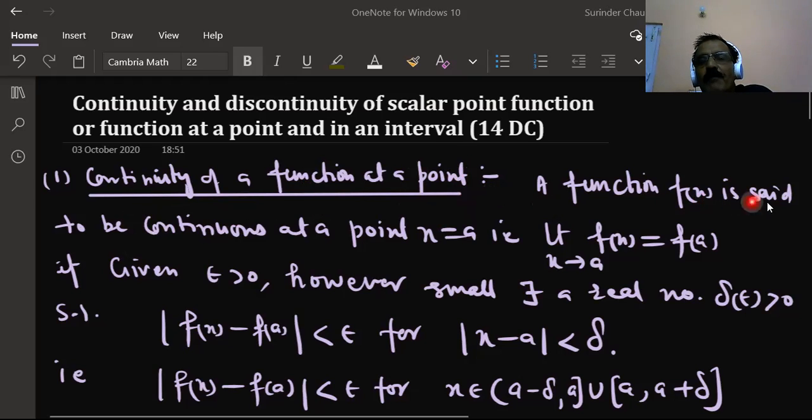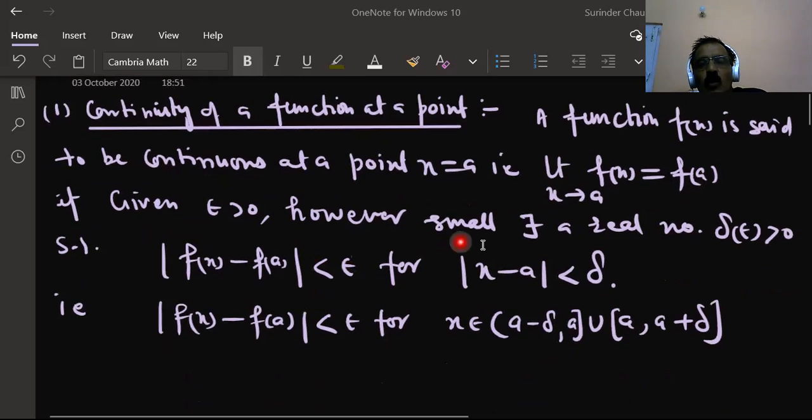A function f(x) is said to be continuous at a point x equal to a if the limit as x tends to a of f(x) equals f(a). This holds true if, given epsilon greater than 0, however small, there is a positive number delta depending on epsilon, such that |f(x) minus f(a)| is less than epsilon for |x minus a| less than delta.